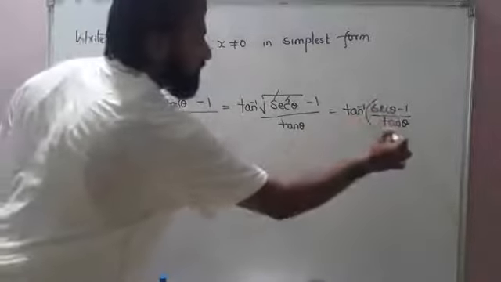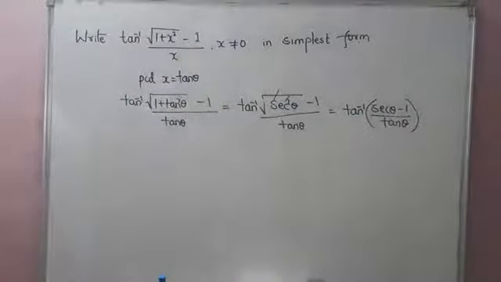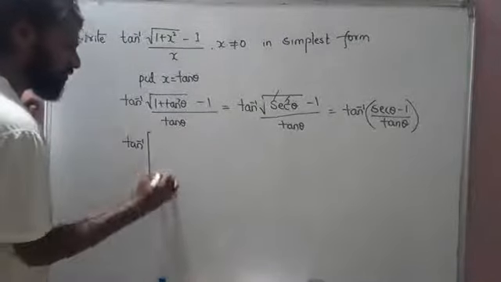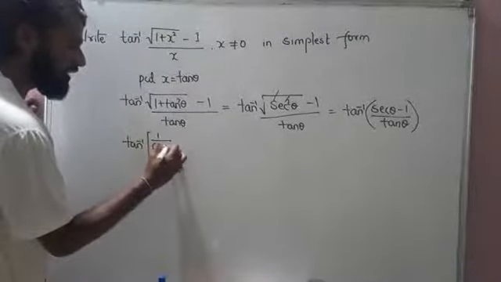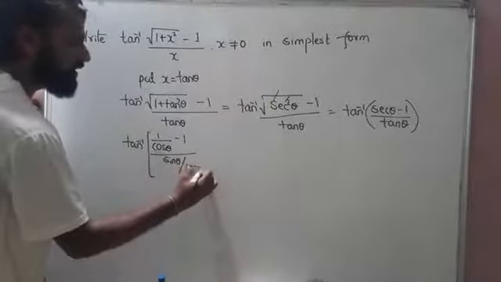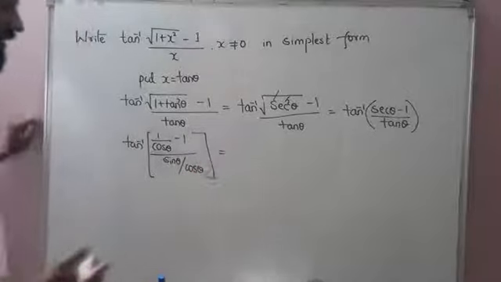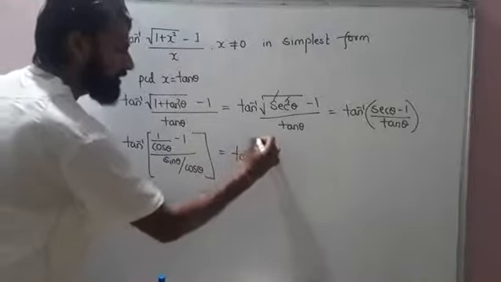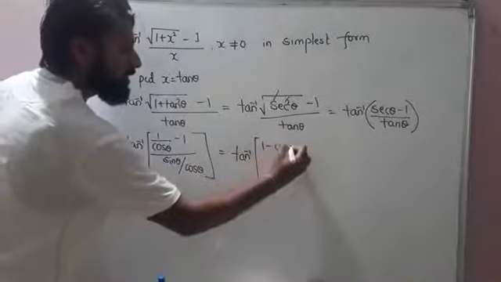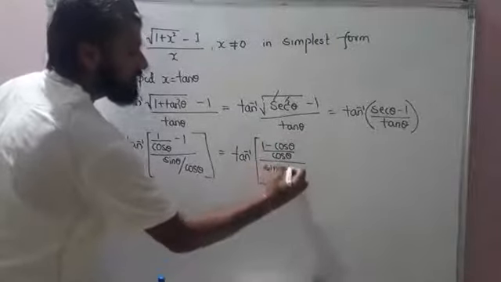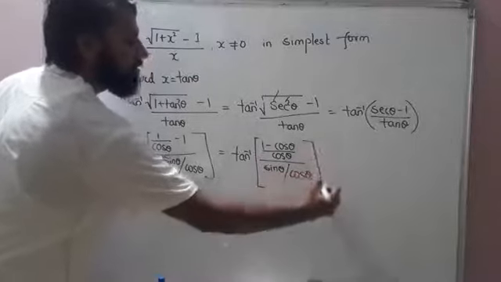Still it is not simplified because we have theta there. So now let me convert all into sine and cos. So this will become tan inverse of 1 divided by cos theta minus 1 whole divided by sine theta by cos theta, isn't it? Now let me take the LCM. If I take the LCM, I'll be left with tan inverse of 1 minus cos theta divided by cos theta whole divided by sine theta upon cos theta.